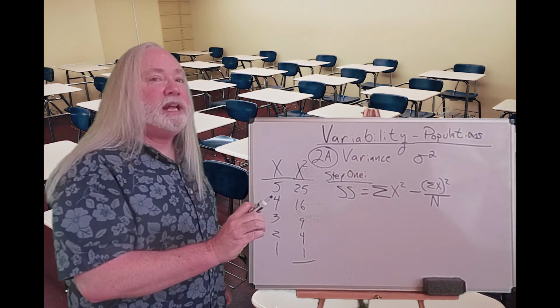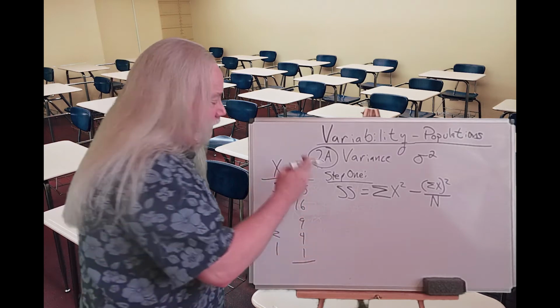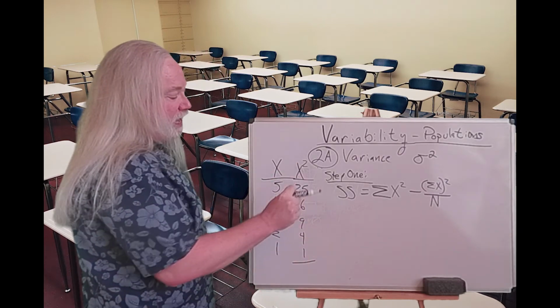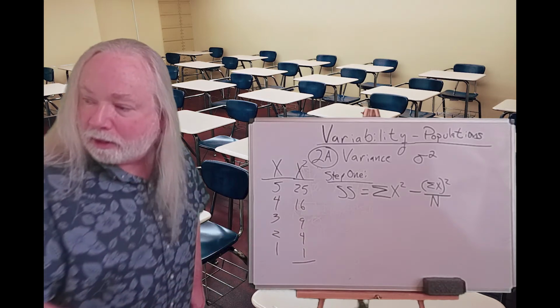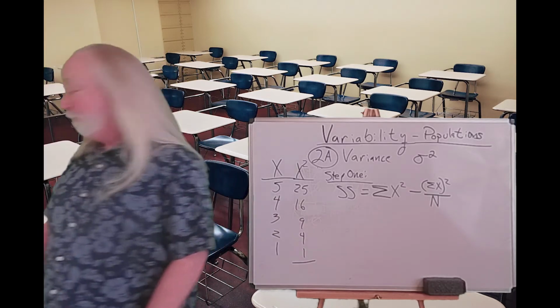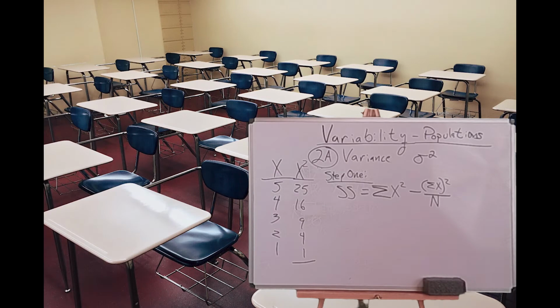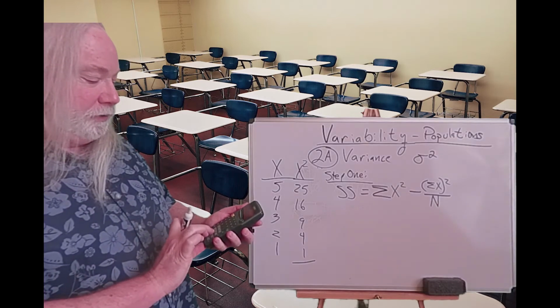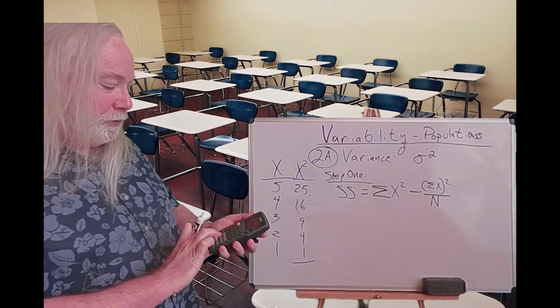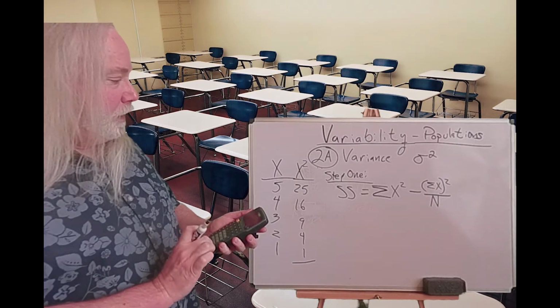So I need to add these up. Again, I recommend you take a quick pause here, grab your calculator, and see what you come up with. 25 plus 16 plus 9 plus 4 plus 1. And speaking of calculators, let me grab mine. So 25 plus 16 plus 9 plus 4 plus 1 is 55.